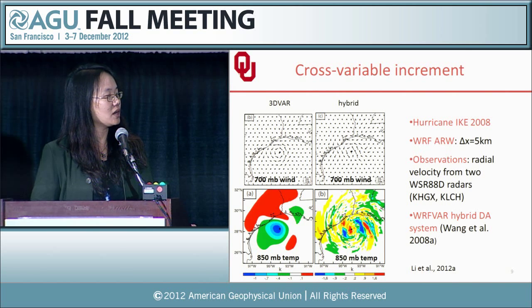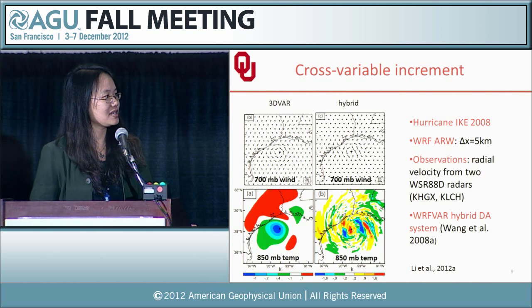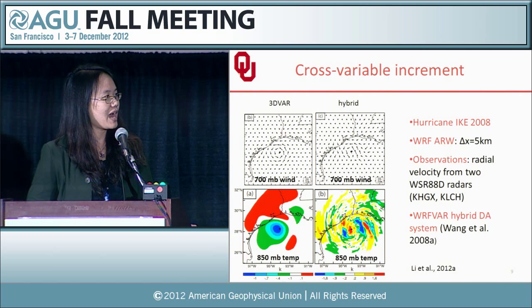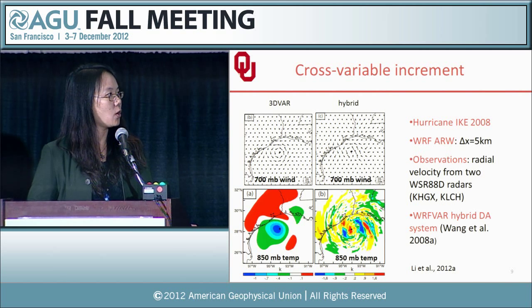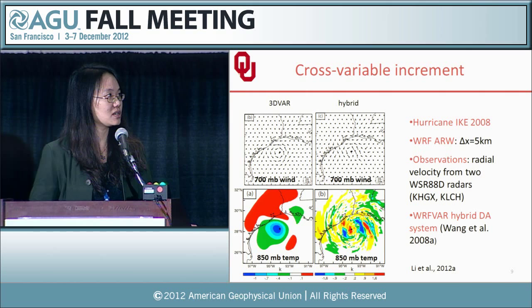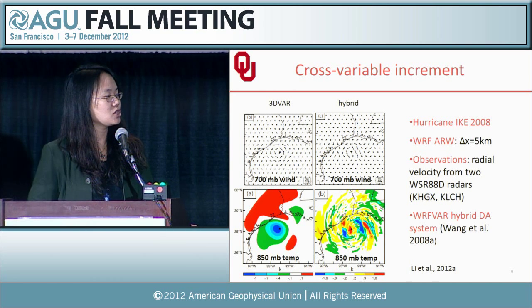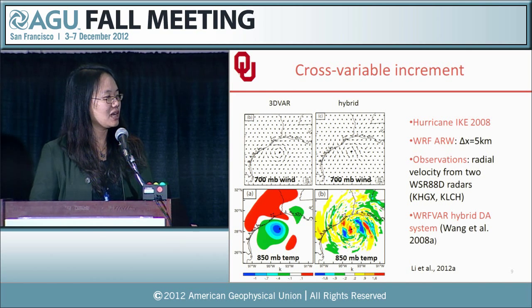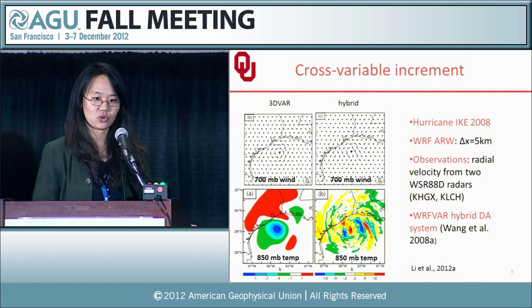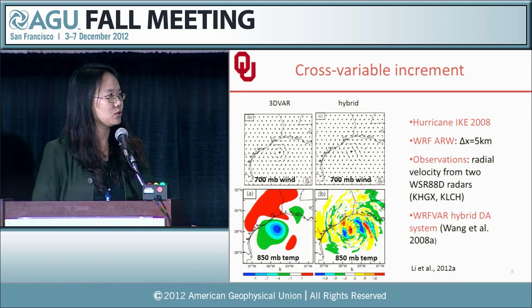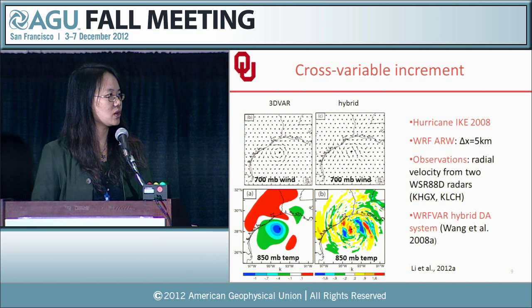For example, although the wind increment suggests a stronger TC, at lower levels, the 3D-Var actually gives a negative or cold increment at the center of the TC, which is not consistent. For the hybrid, it shows a warm increment at the center, and the increment also follows a spiral rain band structure, which we normally would understand what the TC should look like.